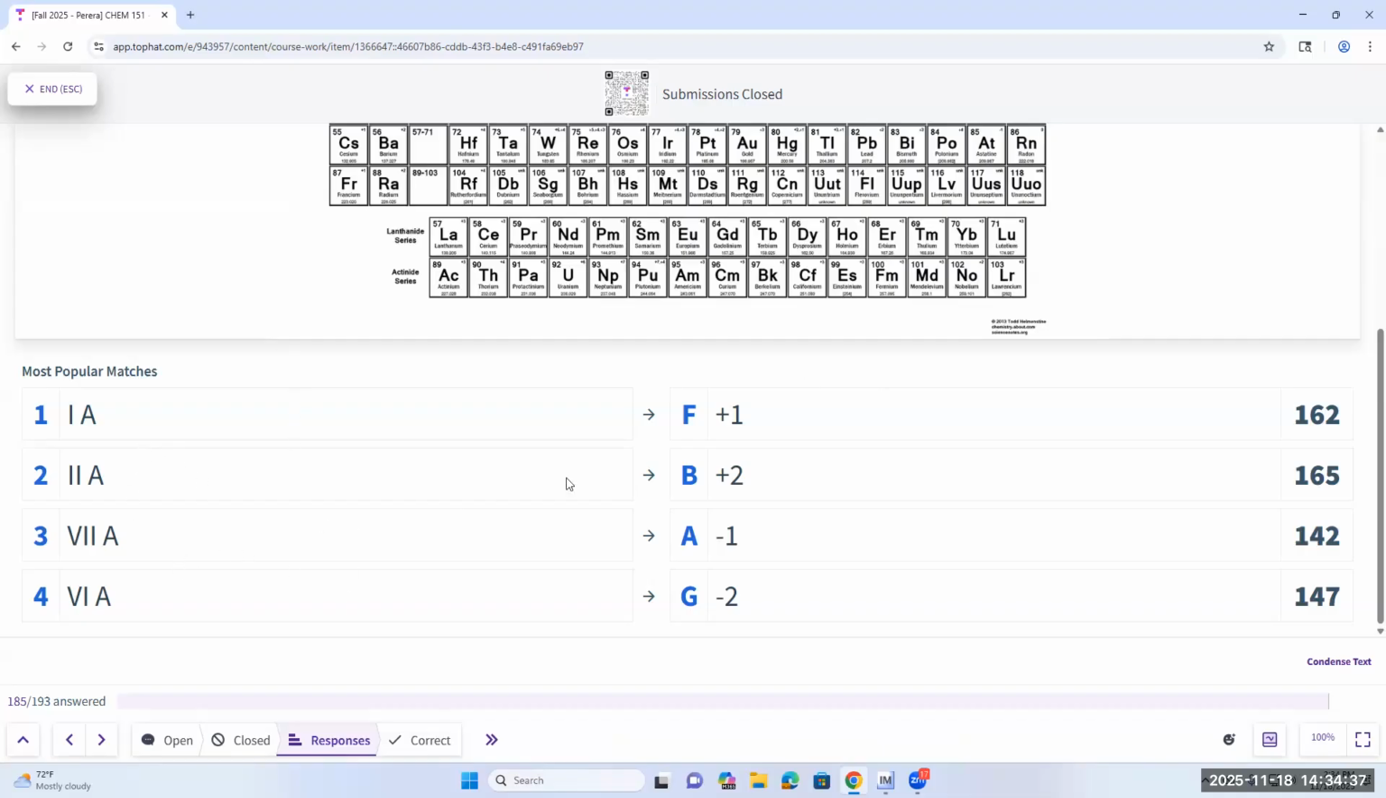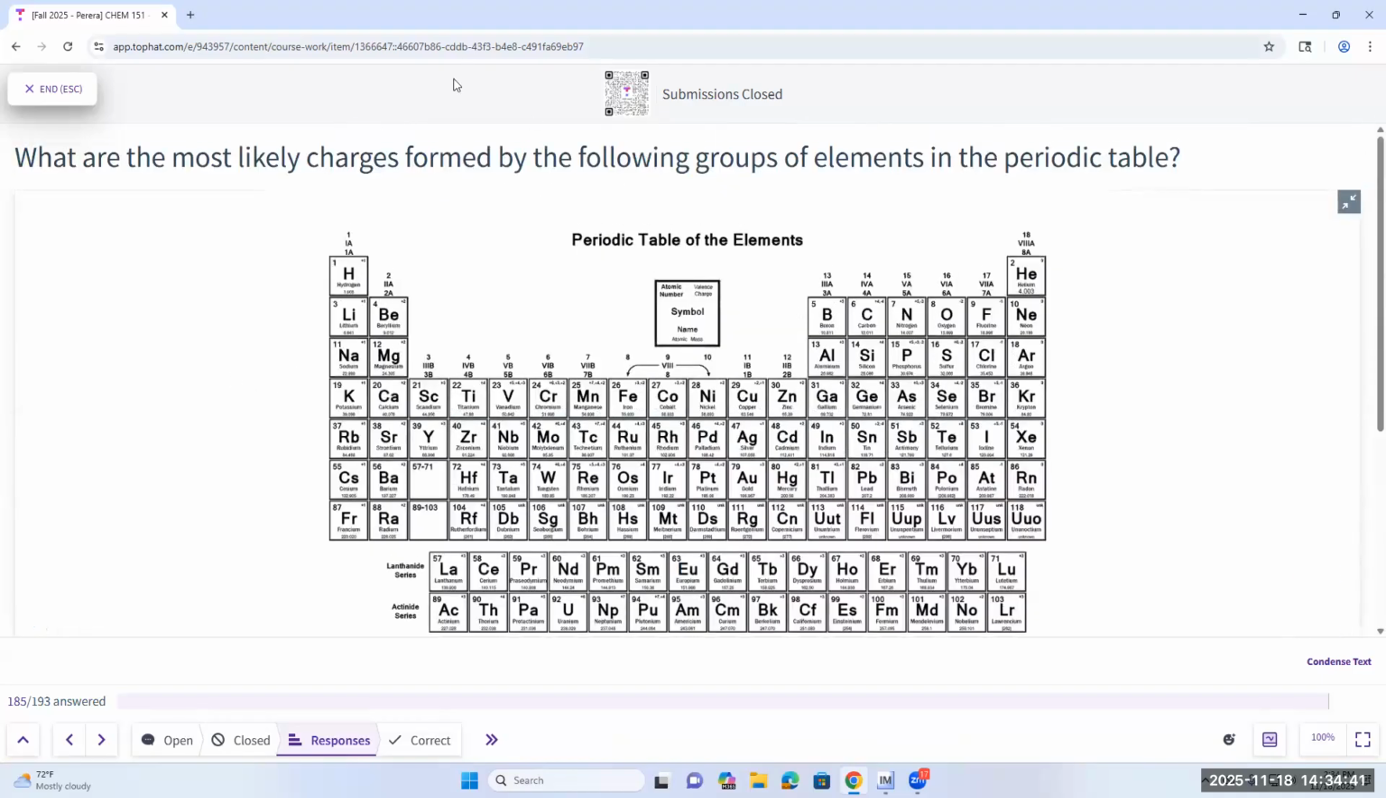So most of us said 1A and 2A produce +1 and +2 respectively. Why? 1A means they have, it's not relevant to hydrogen, by the way, 1 electron in the valence shell. Therefore, for them to become like a noble gas, it's easier to remove 1 electron. Therefore, they form +1 charges. Group 2 has 2 valence electrons. Therefore, they lose 2 electrons to become like a noble gas rather than gaining 6.